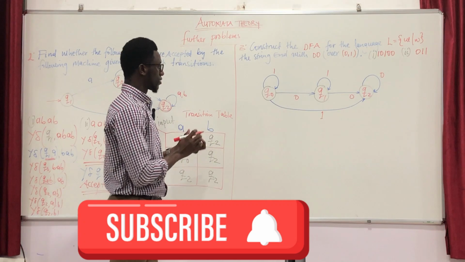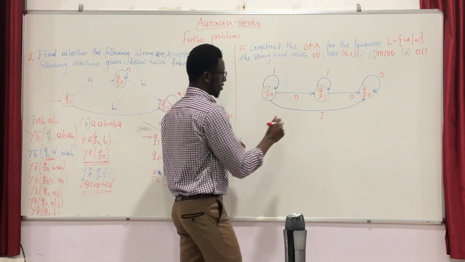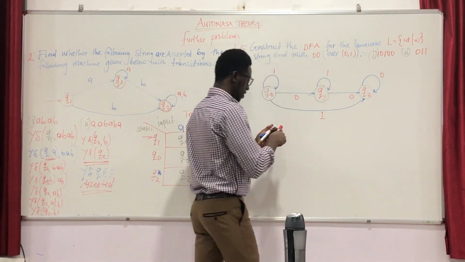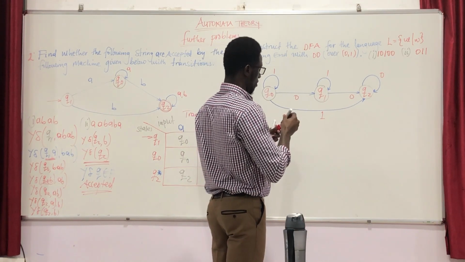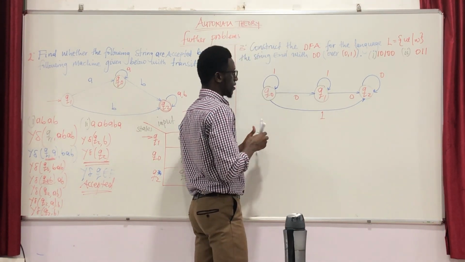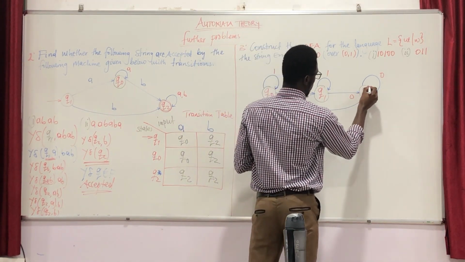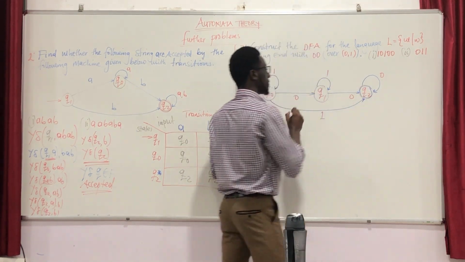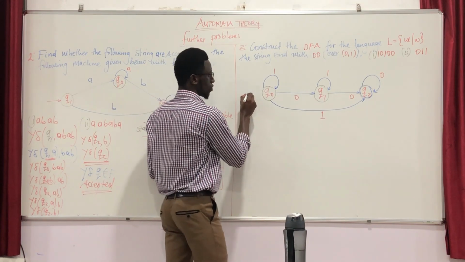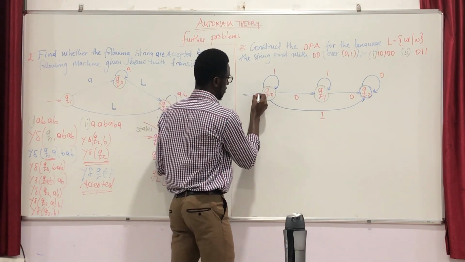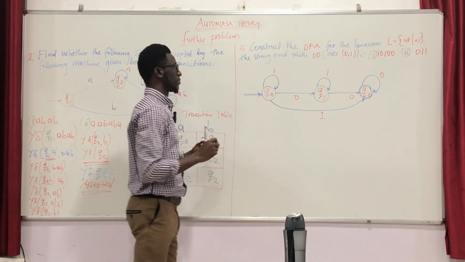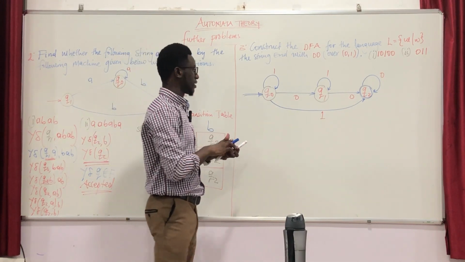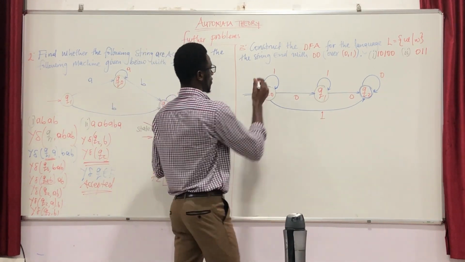Okay. So let's see. First, let's say our final state is Q2. Then Q0 is our initial state. So that is how we want to solve this problem.